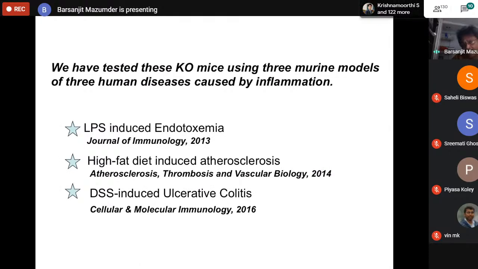So we have used that mouse in three human disease models of murine. One is LPS-induced inflammation. Another is atherosclerosis, where the artery gets clogged with cellular debris, and the formation of that debris is an inflammatory response. So now we have a mouse model that can mimic atherosclerosis. We have also used the DSS-induced ulcerative colitis model. I do not have time today to describe this model, but I will show you a little bit of data from these two models.